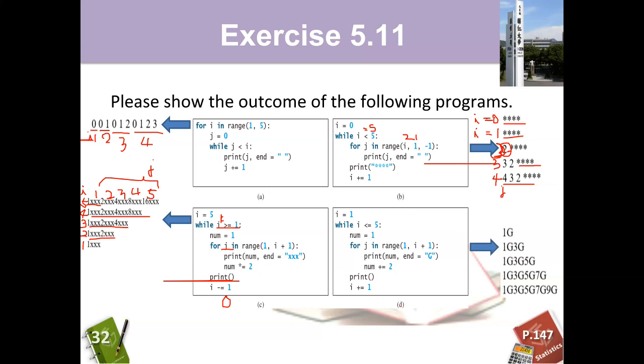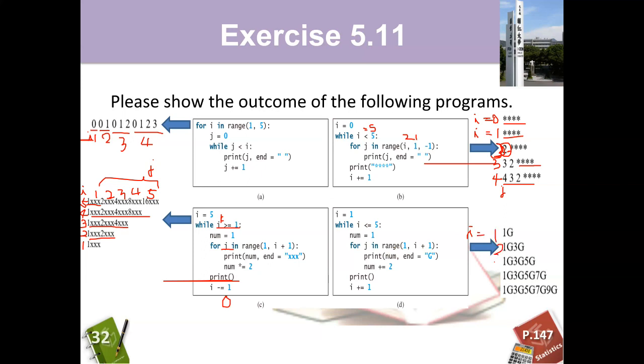We call that D. So I is equal to 1, while I is smaller than 5, and the number is 1. So here it makes sense. And J in the range from 1 to I plus 1. So I here is 1, so it's 1 to 2, right? So we will print the number. Number here is 1, so we print the 1, and this is I equal 1.